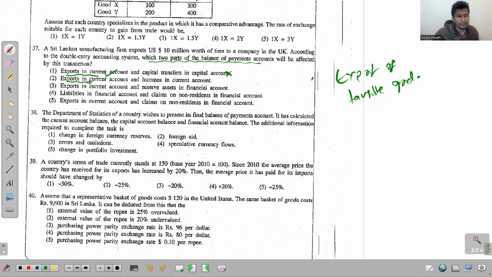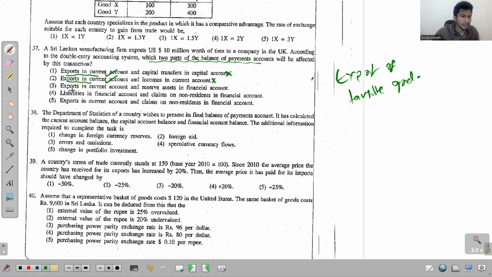The second: exports in the current account, true. Incomes in the current account, no. One goes to the current account, I mean the trade account coming under the current account. The other one goes to the currency and deposits account. So this is also wrong there.